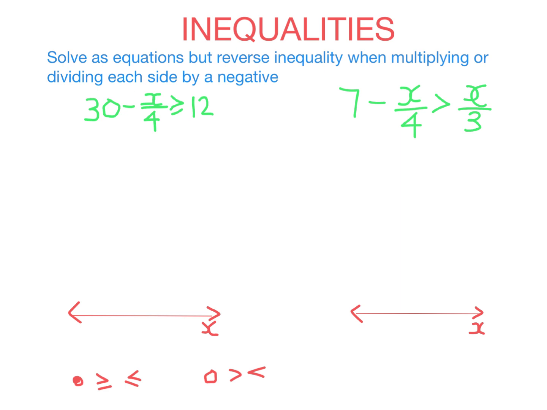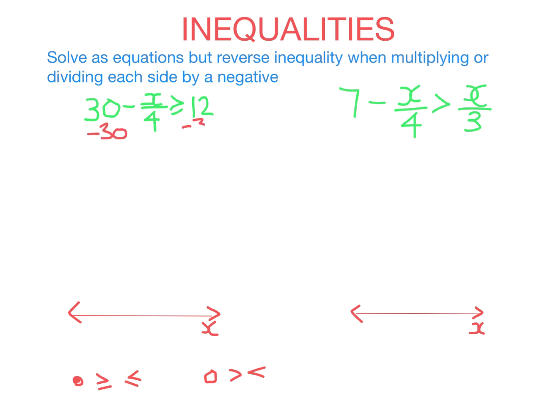X is in one spot already, so we want to undo what's been done to x in the opposite order of BIDMAS. What we did to x here is we divided by 4, times by -1, that's how we change the sign of something. Then we added 30 to get 12. So I'm going to undo the adding 30 first because it was the last thing done. I'm going to subtract 30 from both sides.